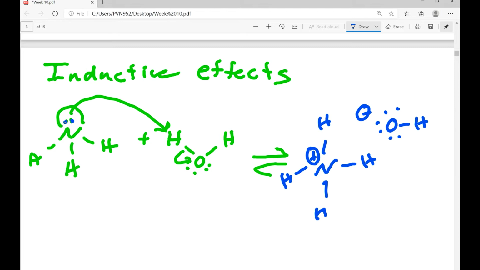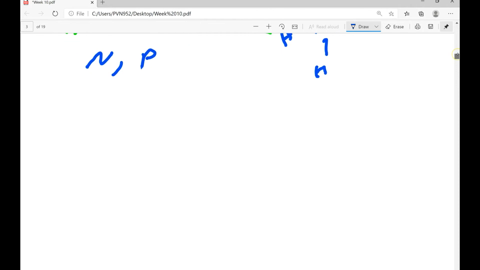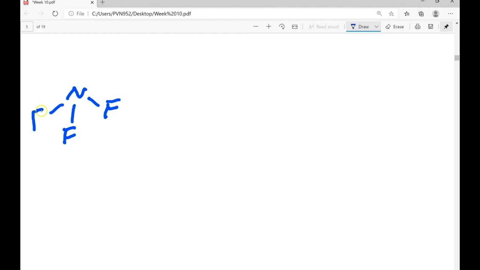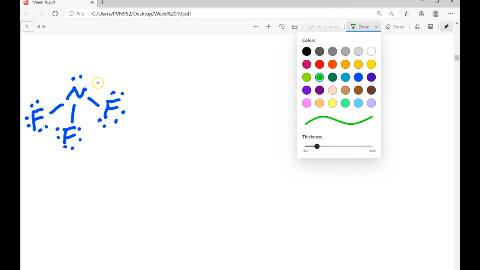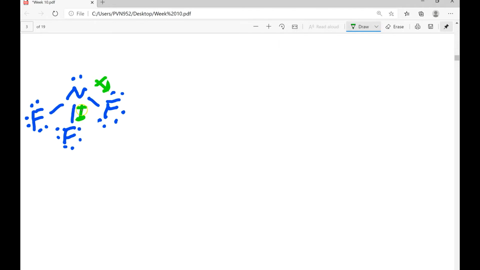So when I look for bases in reactions, I look for things like nitrogens, phosphorus atoms, and what I'm really looking for is lone pairs that can accept electrons. So let's compare NH3 to something like NF3. So if I draw NF3, it looks a lot like NH3, except we have a ton of fluorines, and you can remember that fluorines are electron withdrawing, they're extremely electronegative.